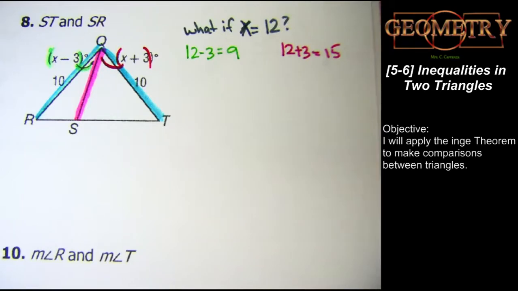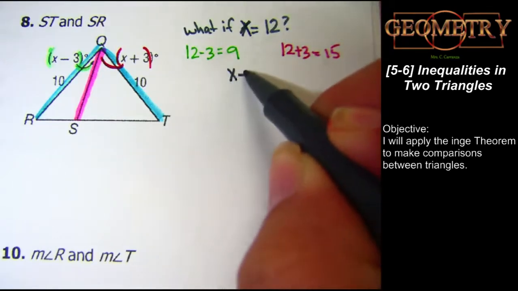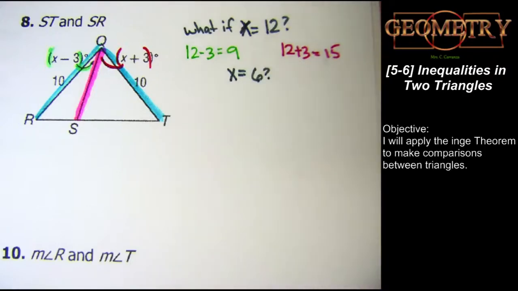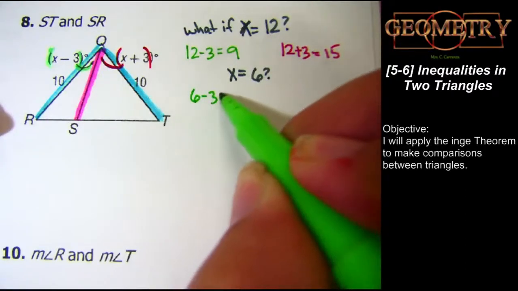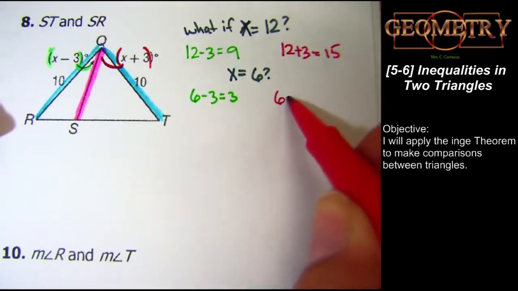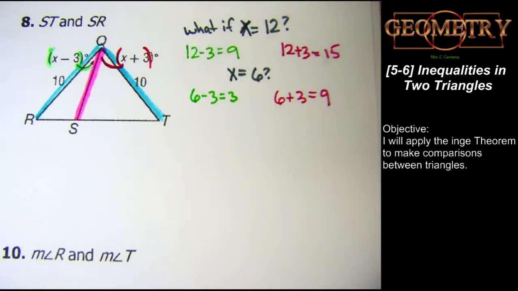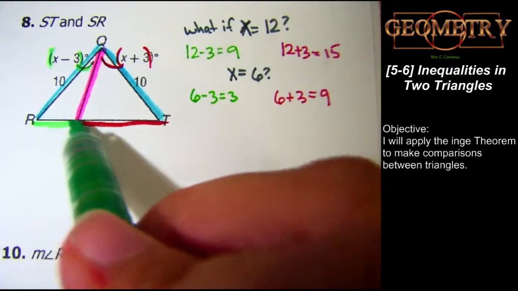Okay, well, let's change the value of x. What if x is 6? We're going to run the same idea. 6 minus 3 is 3. 6 plus 3 is 9, and the red angle is still larger. It doesn't matter what the value of x is. Because it's the same and I'm adding to one of them and subtracting from the other, the one I'm adding to is always going to be larger than the one I'm subtracting from. So ST has a greater measure than RS.